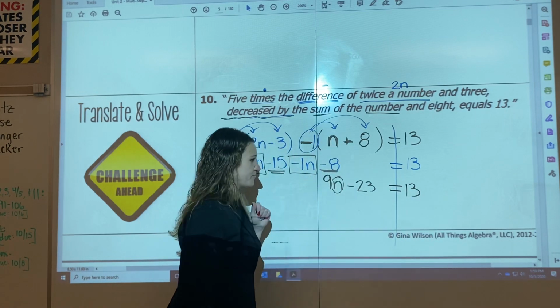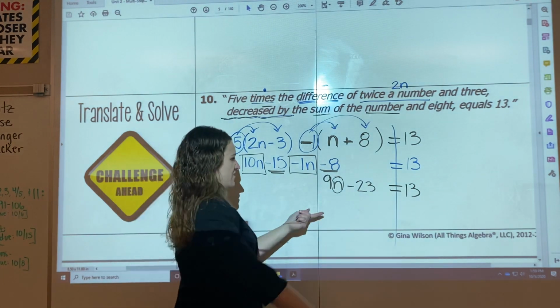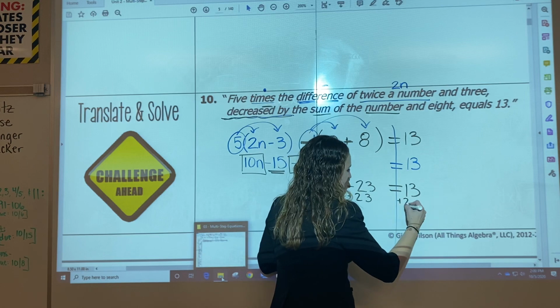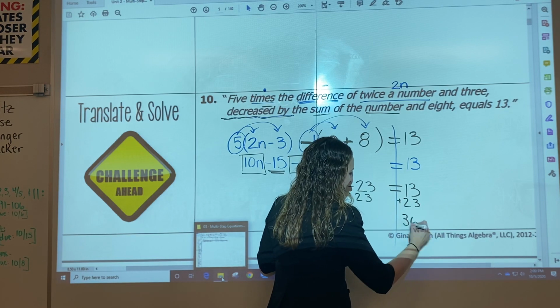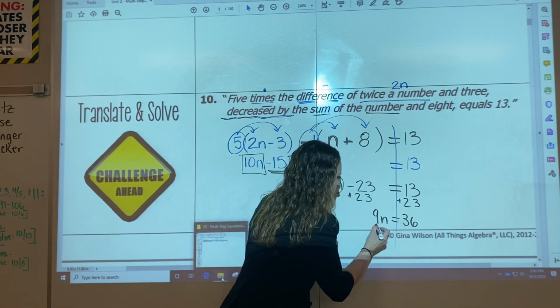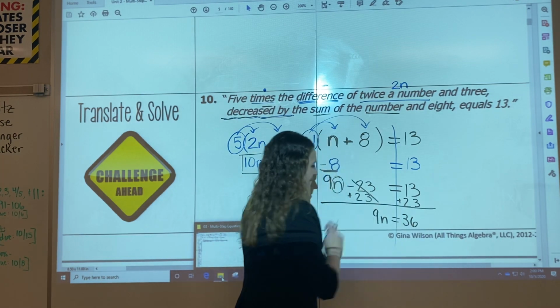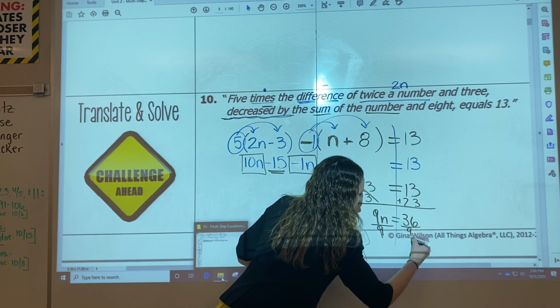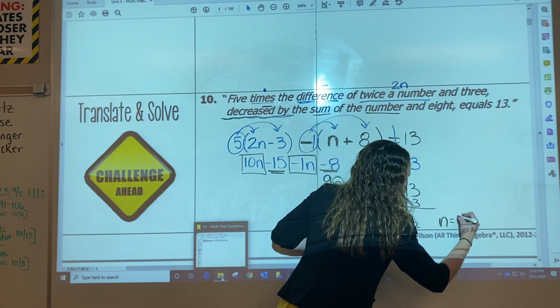Here's my variable. All right, gotta get rid of this constant term, so I'm gonna add 23 on both sides. This is gonna give me 36. Bring down my 9n. Lastly, I know, let me draw my line here. Lastly, I know I have to divide to get the n by itself. And 36 divided by 9 is 4.